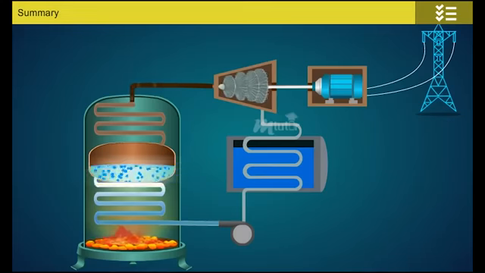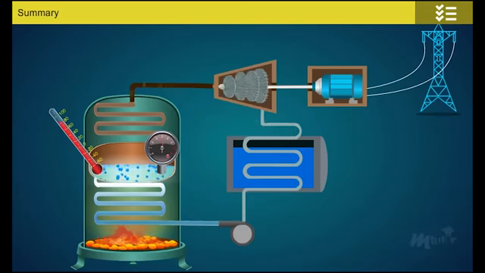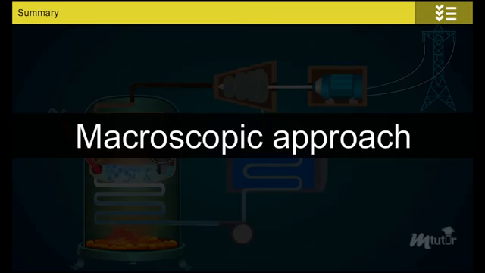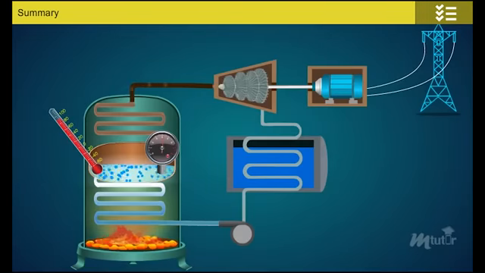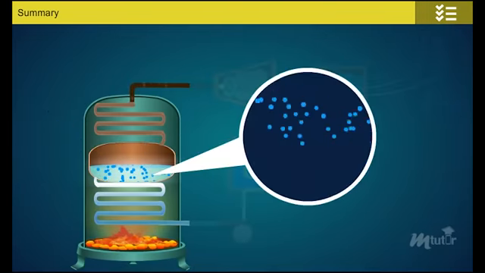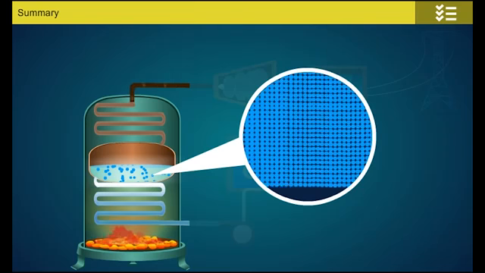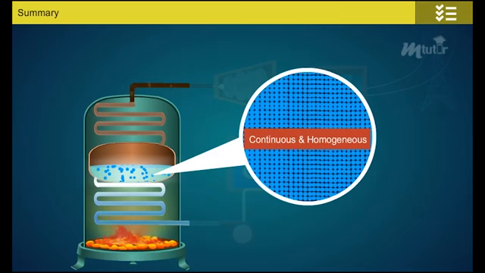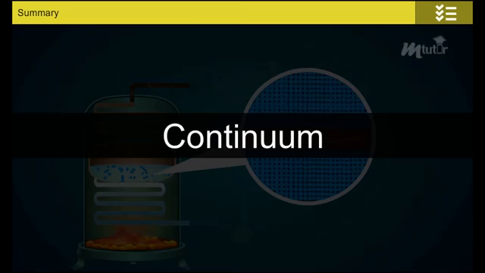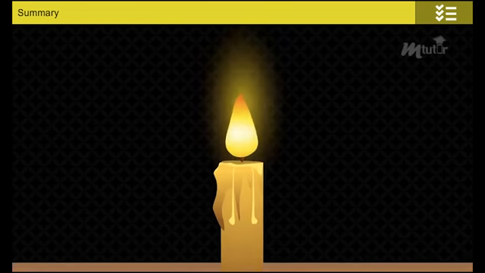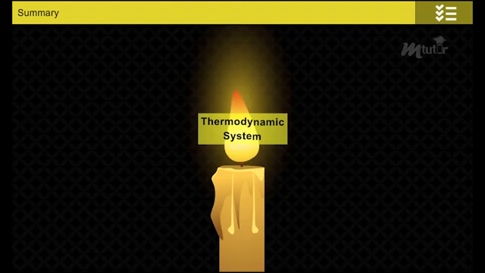Macroscopic approach. If the study of behavior of matter is described by the effect of many molecules, it is called macroscopic approach or classical thermodynamics. The concept of continuum. The atoms in a matter are treated as continuous and homogeneous, that is, a continuum. System. The space or area in which the energy transfer and conservation takes place.